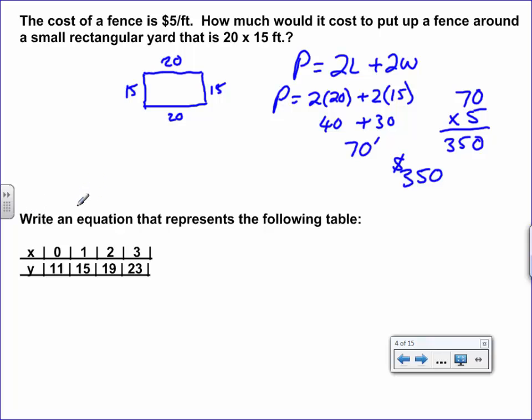Okay, the next problem is trying to set up an equation that represents the following table. And we're trying to set up an equation in terms of y. So we'll put y equals. And what you see down here is for every increase of 1 in x, we increase by 4 in y.